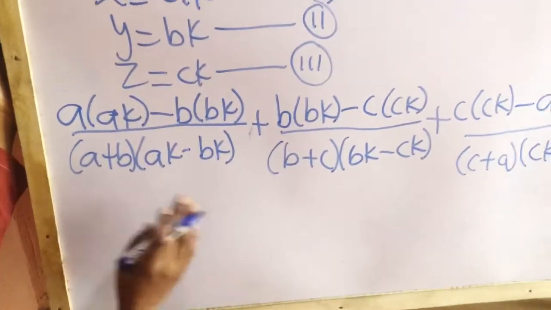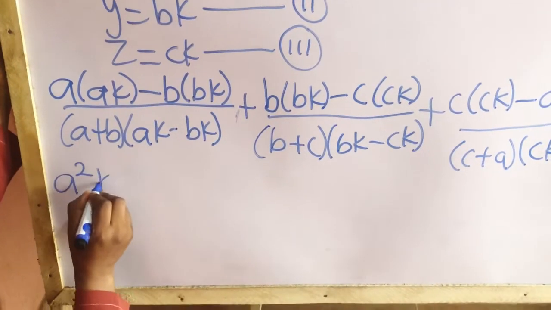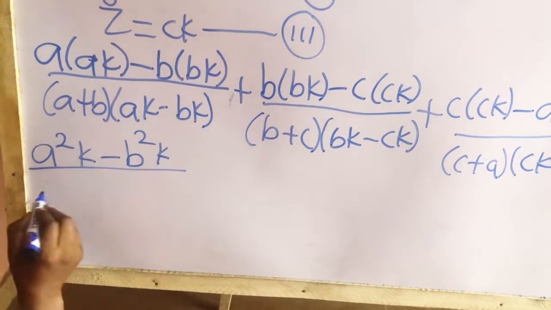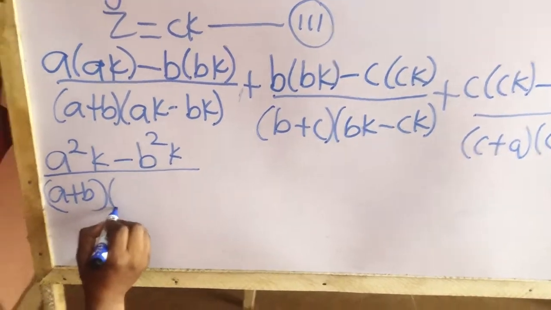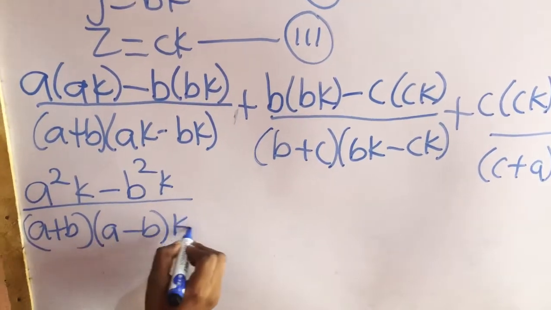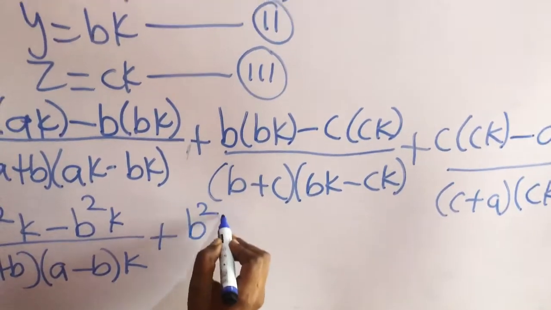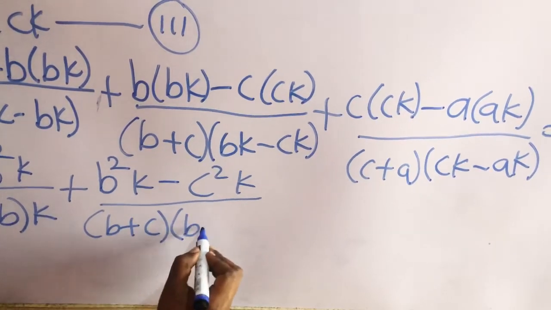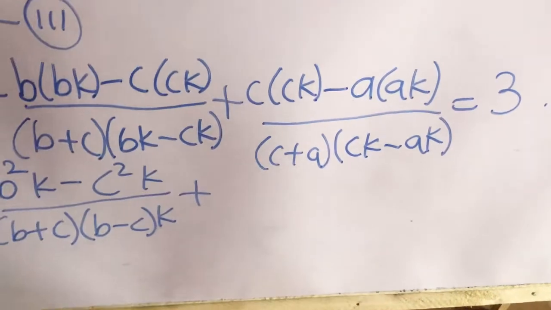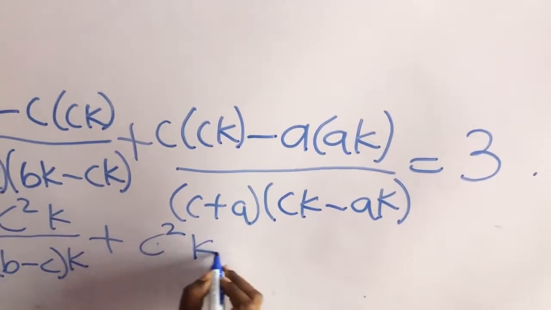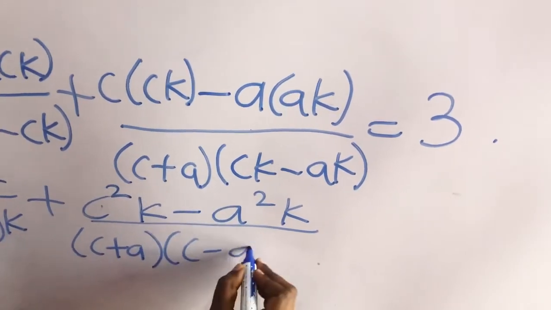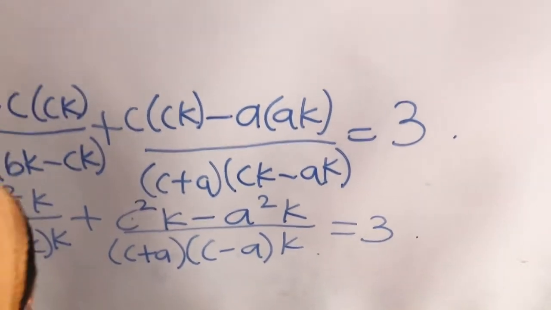Now let's expand and simplify. A multiplied by ak gives a squared k, minus b multiplied by bk gives minus b squared k, over a plus b multiplied by a minus b, then we factorize k out, plus b squared k minus c squared k over b plus c multiplied by b minus c multiplied by k, plus c squared k minus a squared k over c plus a multiplied by c minus a multiplied by k, everything is equal to 3. So from here we can factorize k out from all the numerators.